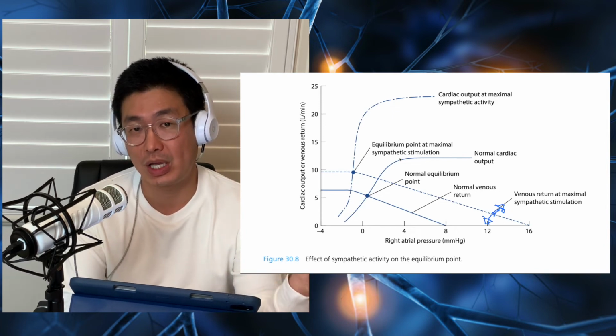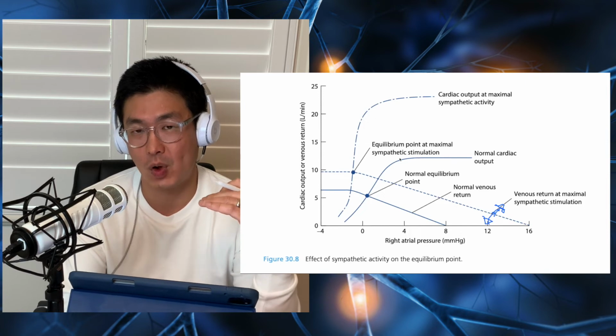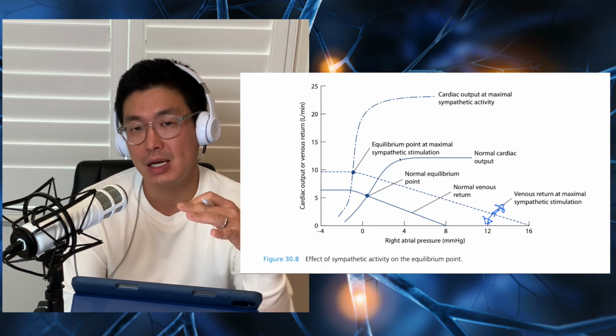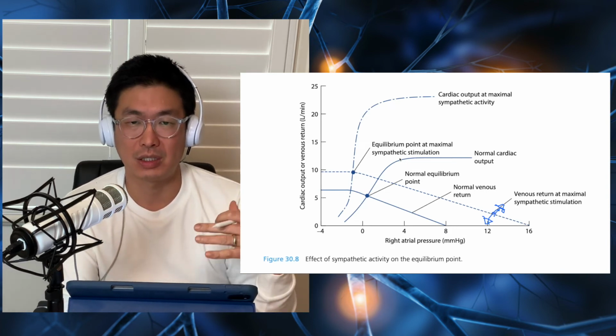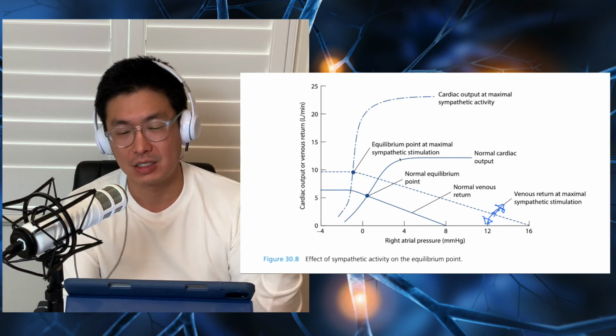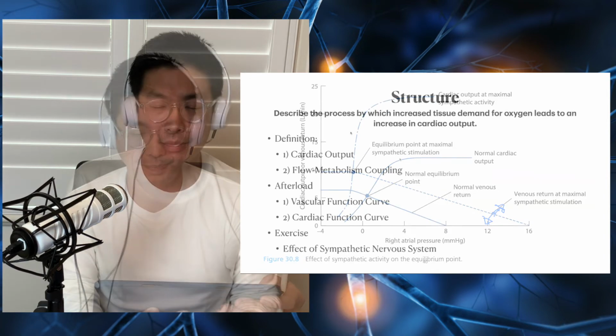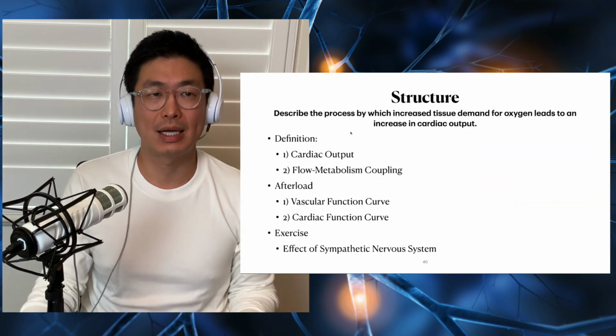And the way that I think we can reconcile this is that this is just for an increase in sympathetic activity and not for exercise. And that's why he has it rotated down instead of having it rotated up. This is my answer structure here.